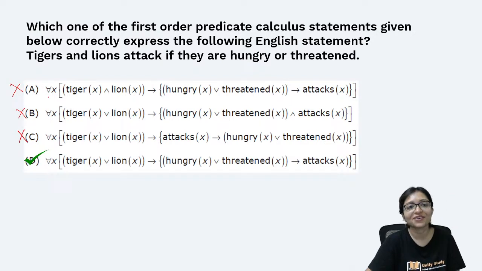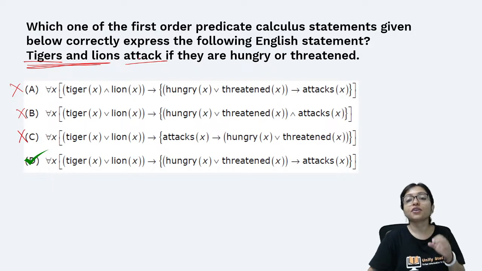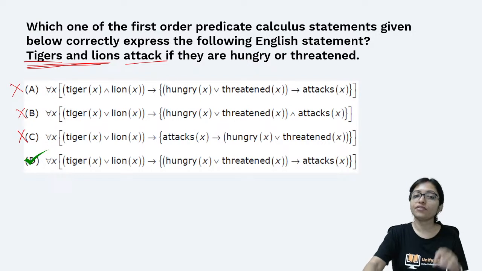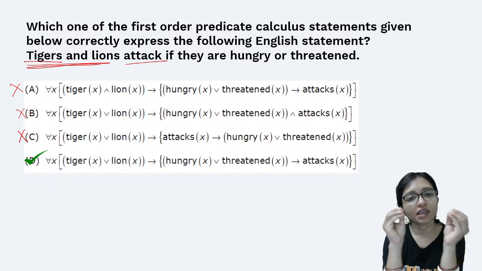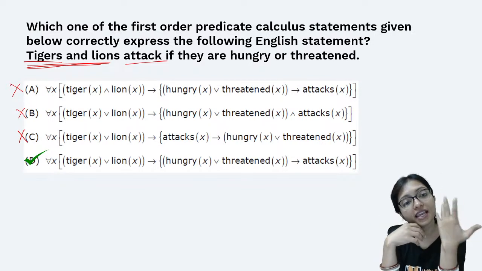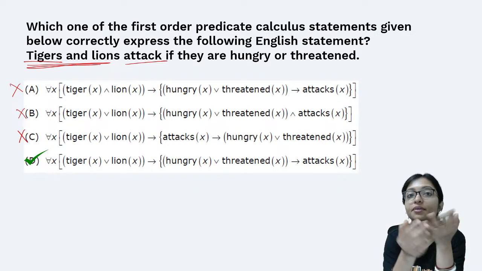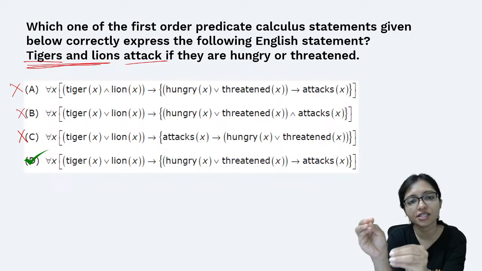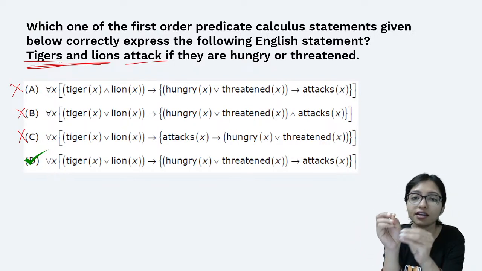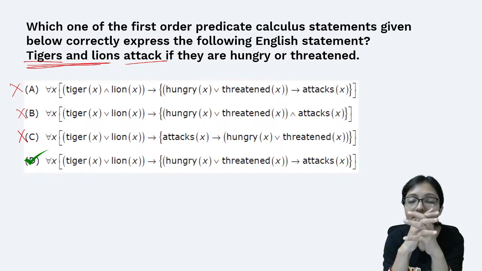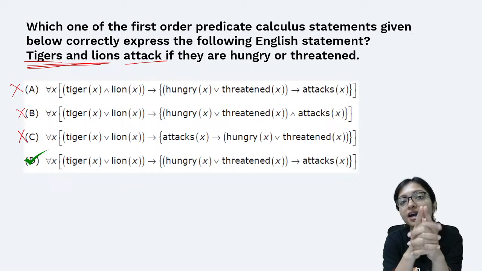It is confusing, right? Tiger and lion. It's not. Try to understand the inner meaning of the sentence. What is the inner meaning? If it is a tiger, it can attack. If it is a lion, it can also attack. It means that when we say tiger and lion, it is either tiger or lion. They all are going to attack you if they are hungry or threatened. It's not like the tiger and lion must be together for them to attack, otherwise not.